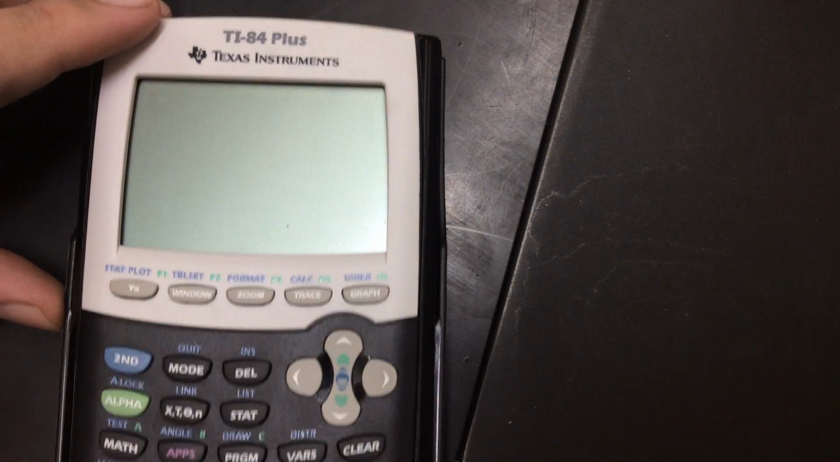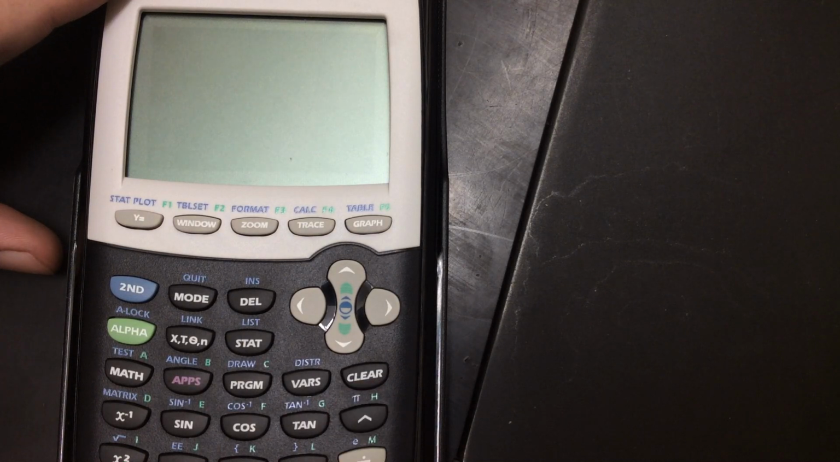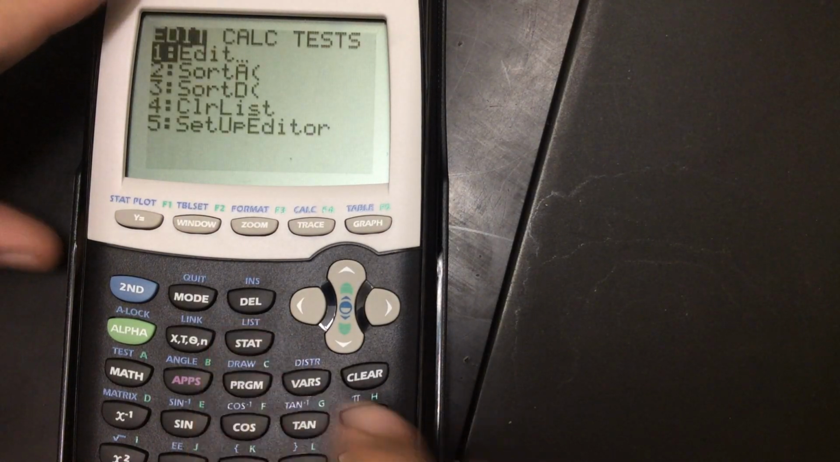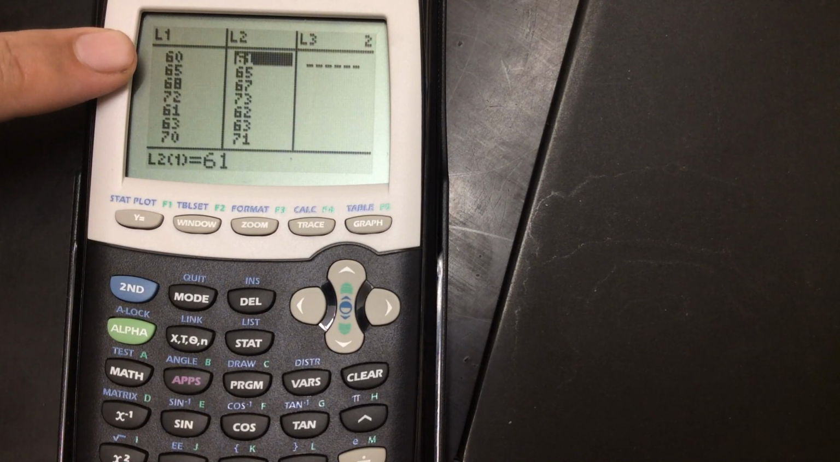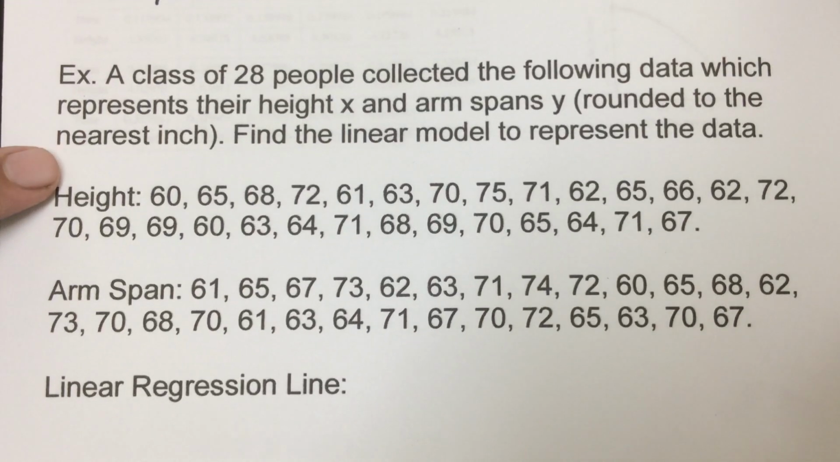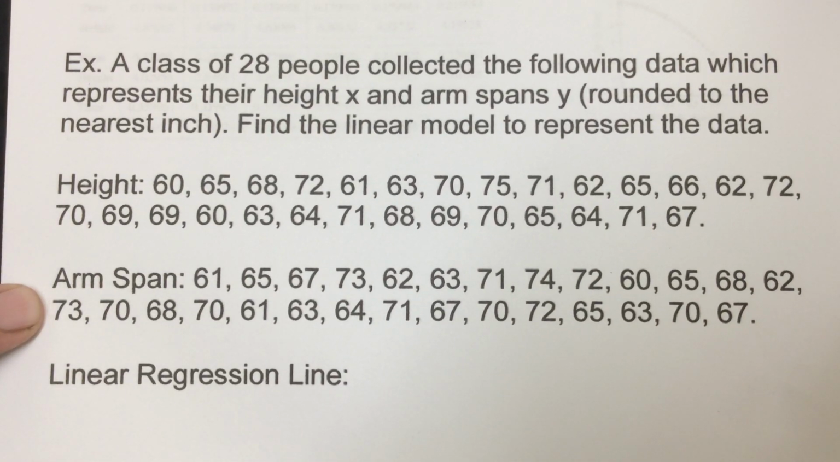Now, I've already gone through and put these in. But to put these in, you're going to hit that stat button again, and after I turn it on, hit the stat. The first thing we're going to do here is hit edit. So hit enter. And so what we're going to do is all of these, the heights, you're going to put into L1. The arm spans, you're going to put into L2.